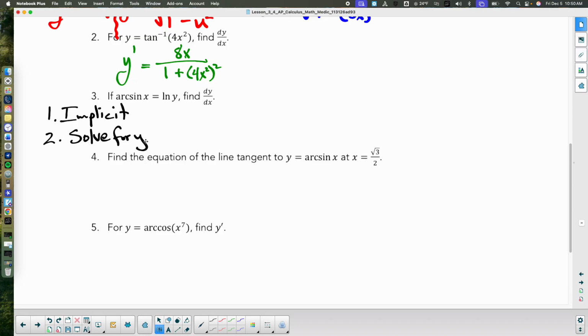Both work. The reason I wanted you to look at it first is I was wondering what you guys initially thought of doing. I feel like I heard some people over here solving for y. Is that what most of you tried to do? Okay, I'll do it that way. Implicit absolutely works as well though, by the way. So we'll solve for y. So we've got arc sine of x equals ln y.